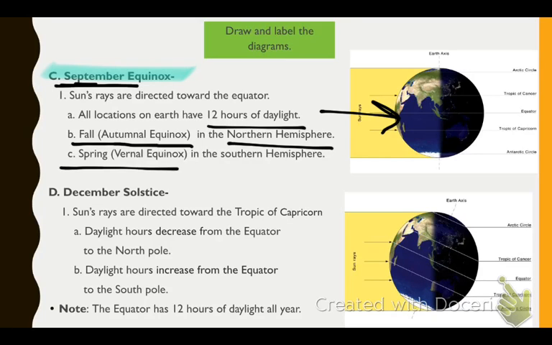Okay, then you have December solstice. So the sun's rays are directed towards the Tropic of Capricorn. Right there.